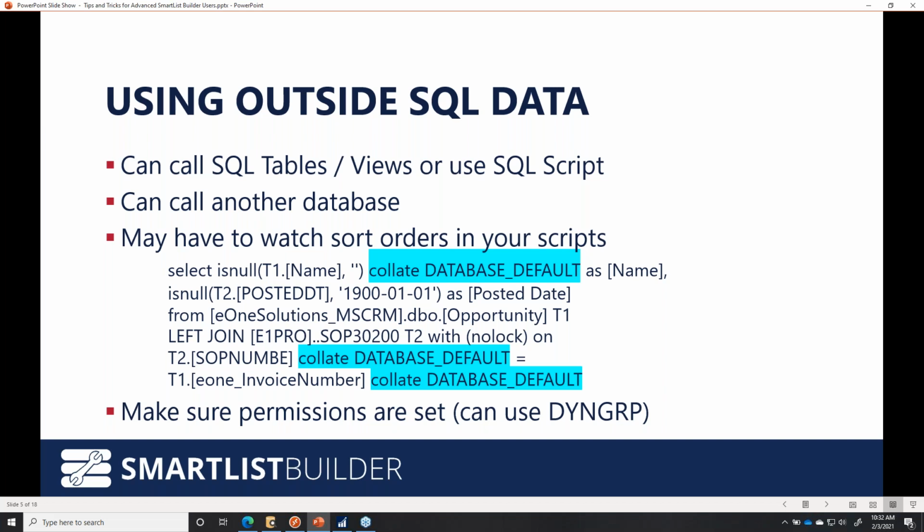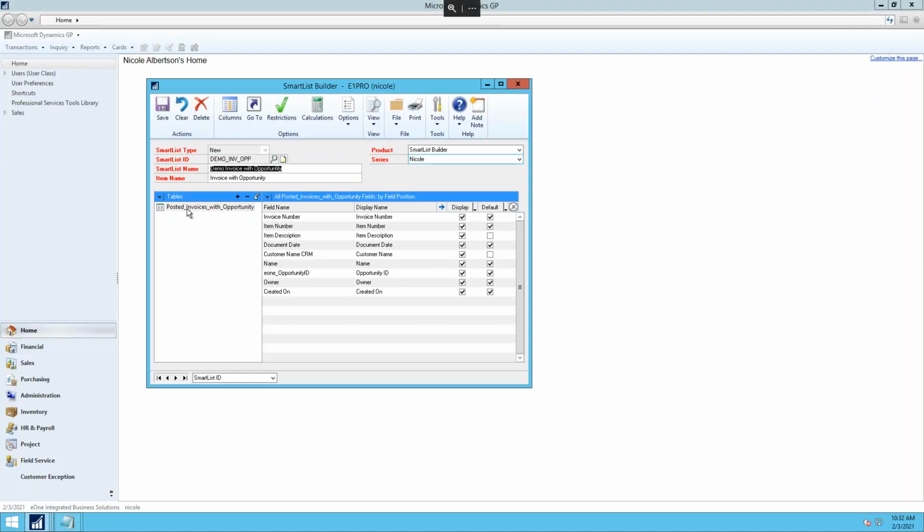So I'm calling a different database. I also have to make sure that my permissions are set to that database. A GP user does not have access to your CRM database in SQL. My GP login doesn't even know what CRM is. So you also have to make sure that you're giving your users access to that data you're pulling in. You can use Dyn Group, which is the GP SQL group, if you want to give them access to those special permissions, or you can use something different if you want to keep it separate, that's fine. Just know that you have to give permissions. But that's where we're using that.